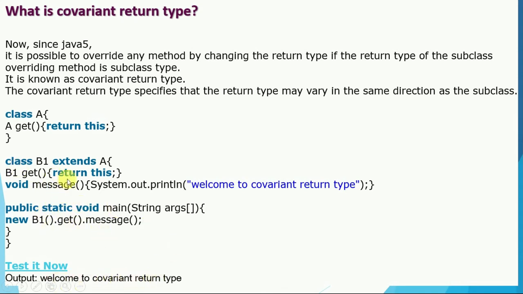Okay, we have a different return type. In this method we have a return type of the current instance, and in this method we do not have any return type; we basically just print this statement. So this is basically a covariant return type. It is possible to override any method by changing the return type since Java 5, if the return type of the subclass overriding method is a subclass type. If both methods are in the parent and subclass, we can override this method.